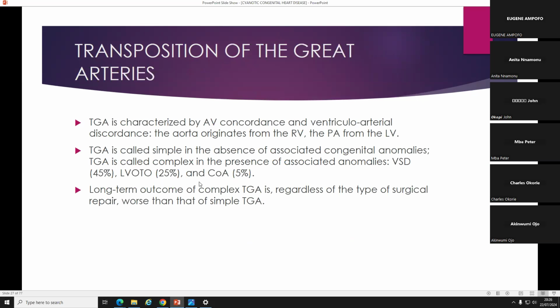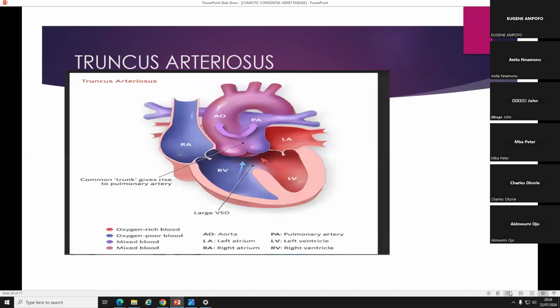So it can be simple or complex. So TGA is called simple in the absence of associated congenital anomalies, and it is called complex in the presence of associated anomalies, such as ventricular septal defect, left ventricular outflow tract obstruction, and coarctation of the aorta. And this basically affects how the patients respond and their survival following surgery. So long-term outcome of complex TGA is worse than that of simple transposition of the great arteries.